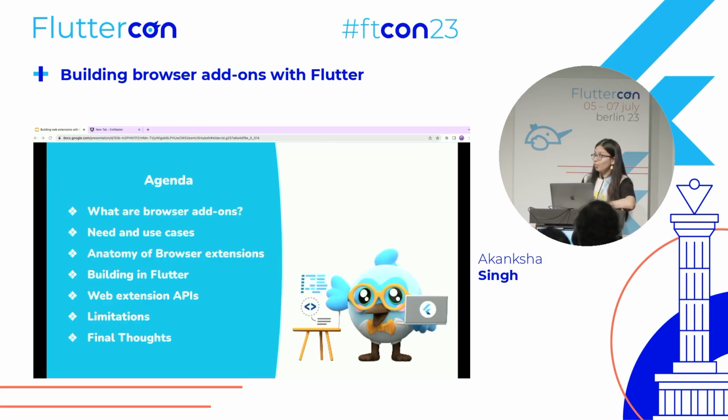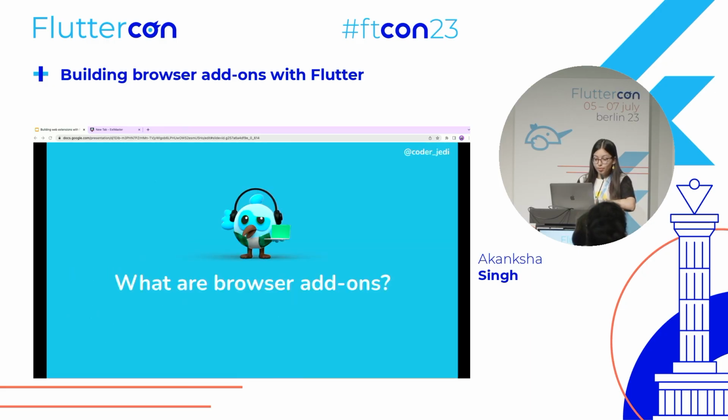So let's jump on to the agenda for this talk. We're going to look into what browser add-ons are, the need and the use cases, the anatomy of browser extensions, and then we will see how you can make a Chrome extension in Flutter. After that, we will check out some web extension APIs that we can make use of to extend the functionality of the web extension, and then some limitations and final thoughts. So let's see what browser add-ons are.